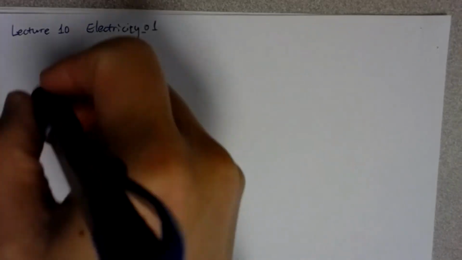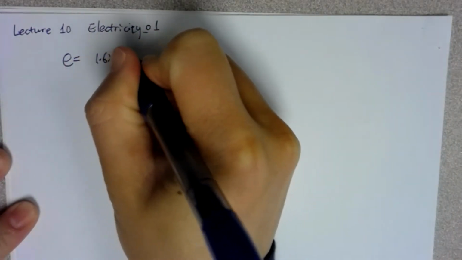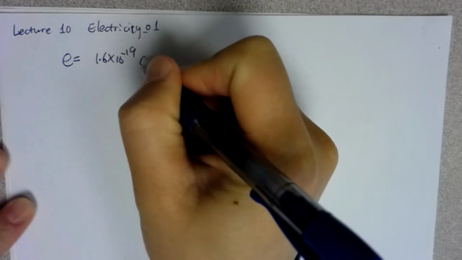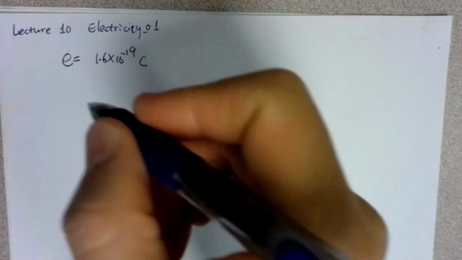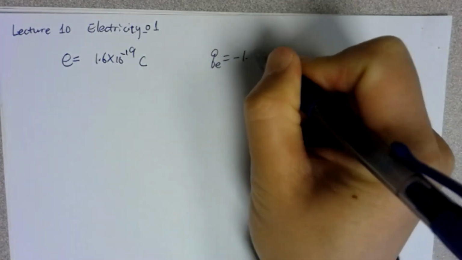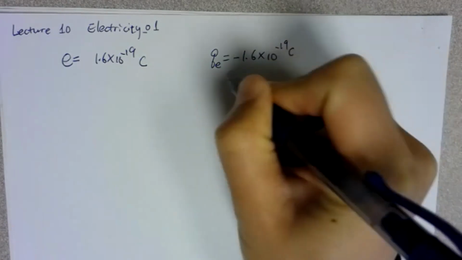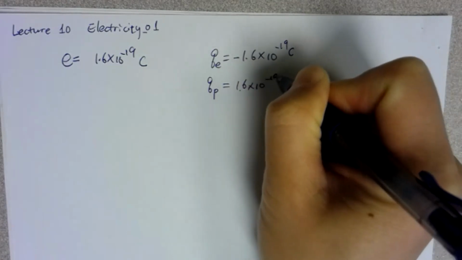Okay, so an electron has a charge of 1.6 times 10 to the minus 19 coulombs, and we write that as negative. For a proton, it'll be the same, but positive. So Q for an electron is minus 1.6 times 10 to the minus 19 C, and Q for a proton is positive 1.6 times 10 to the minus 19 C.